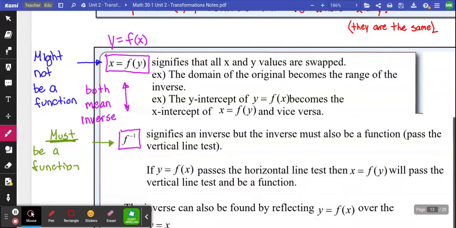Cool. How can we tell if something is going to become a function or is not going to become a function without going through the hassle of actually doing the inverse? We're going to do something called the horizontal line test.